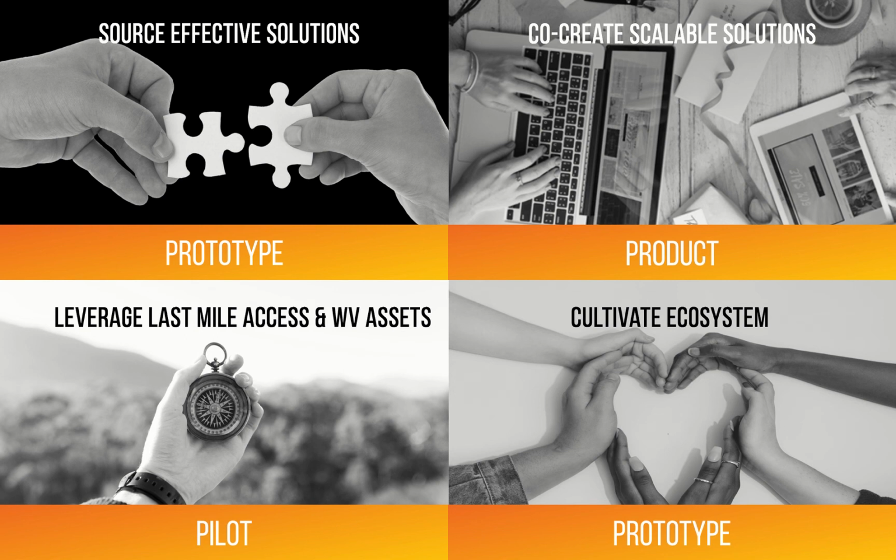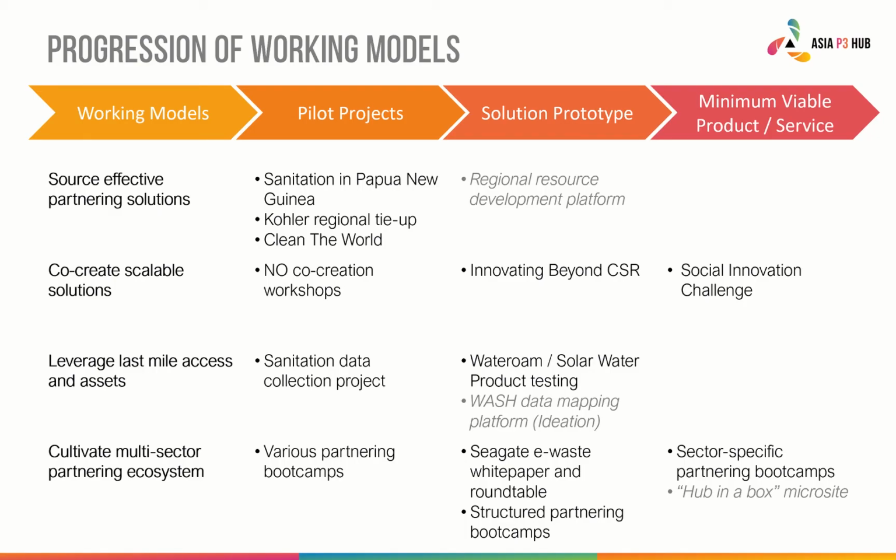So in summary, these are the 4 working models that Asia P3 Hub came up with. Again, please note that all these working models were developed when we were hosted by World Vision International, so there is a huge slant towards working with World Vision. We won't elaborate on this, but in case you are interested, we have taken different working models to different levels of maturity. Some at the minimum viable product stage, some are still in solution prototyping stage.